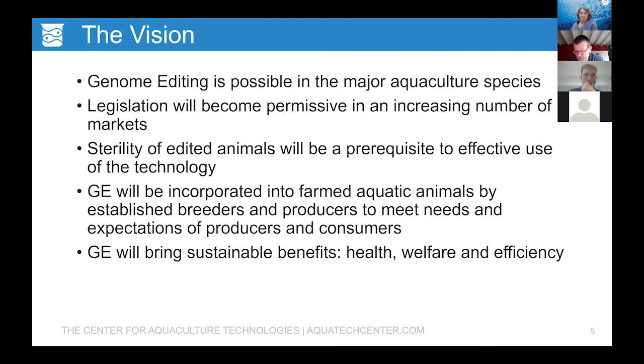The route to market is through established breeders and producers, and they already deal quite closely with the needs and expectations of producers, farmers of fish, and the consumers. So we need to understand each other's concerns and apply the technology in a constructive way. Our intention is to use gene editing to bring sustainable benefits to health, welfare, and efficiency. And I echo the respondents to the surveys earlier on that the important traits are the important aspects of the technology that will continue to be important to us.